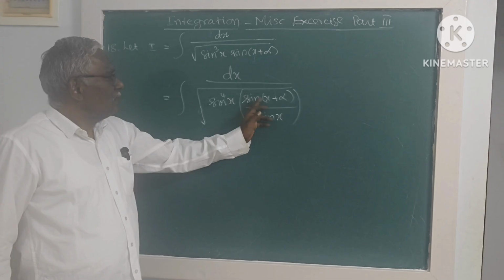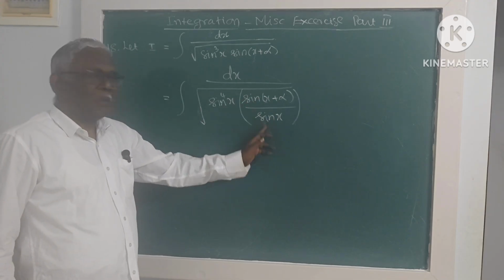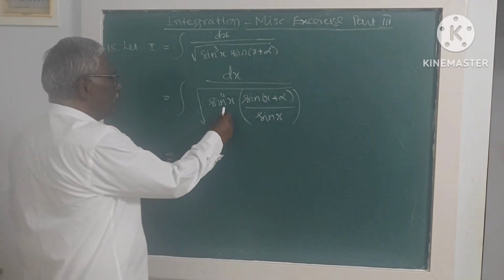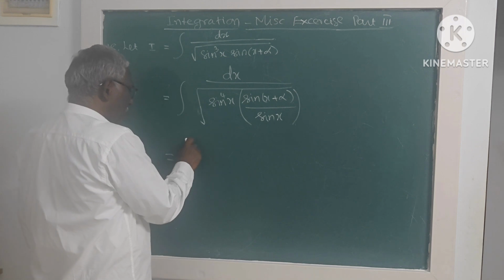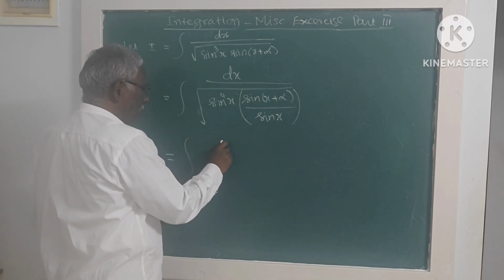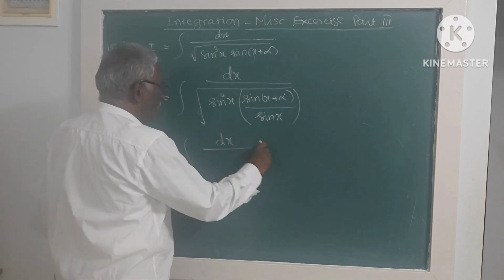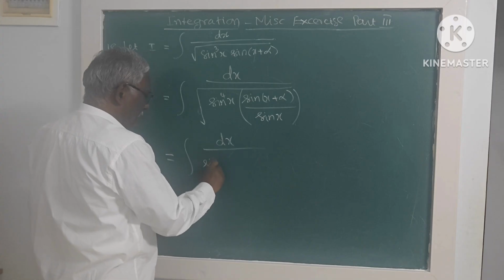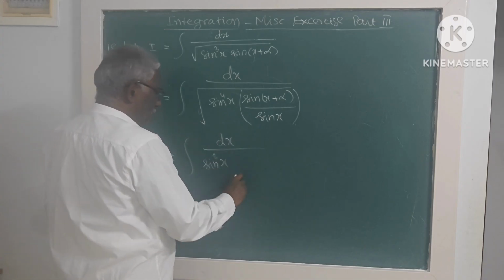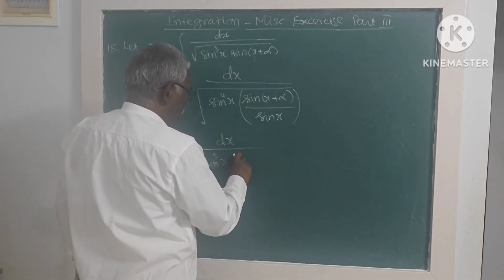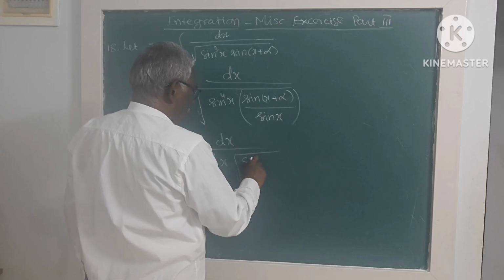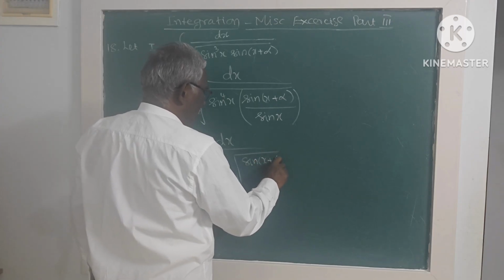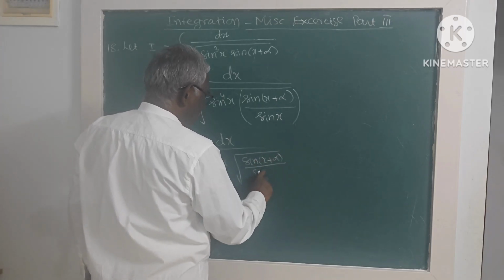So multiplied numerator and the denominator by sine x. Now you can take sine power 4x outside. That will become dx by sine square x, and this will become square root of sine of x plus alpha by sine x.